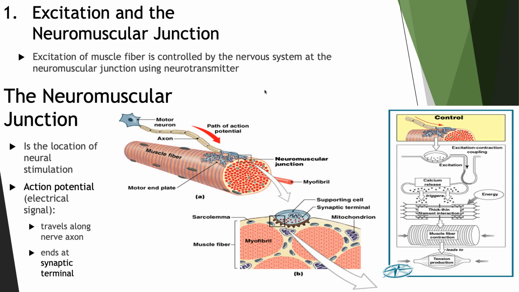ACH is removed from the synaptic cleft in two ways. So ACH either diffuses away from the synapse or it's broken down by acetylcholinesterase into acetic acid and choline. And this removal inactivates the ACH receptor sites, and the muscle fibers pictured here indicate the propagation of the action potential on the sarcolemma.